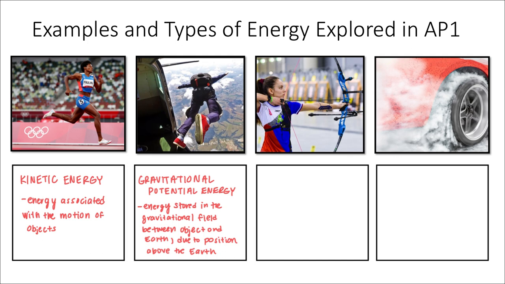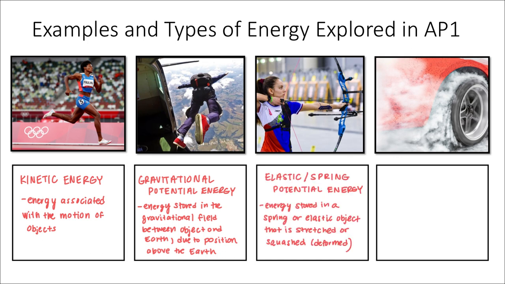The third form of energy that we will discuss in greater depth later in the course is what we call elastic or spring potential energy. This is the energy stored in an elastic object, like a bowstring or a spring, due to it being stretched or squished in some way. So this would be the kind of energy that is stored in a bowstring, for example, when an archer pulls back an arrow and stretches that bowstring out.